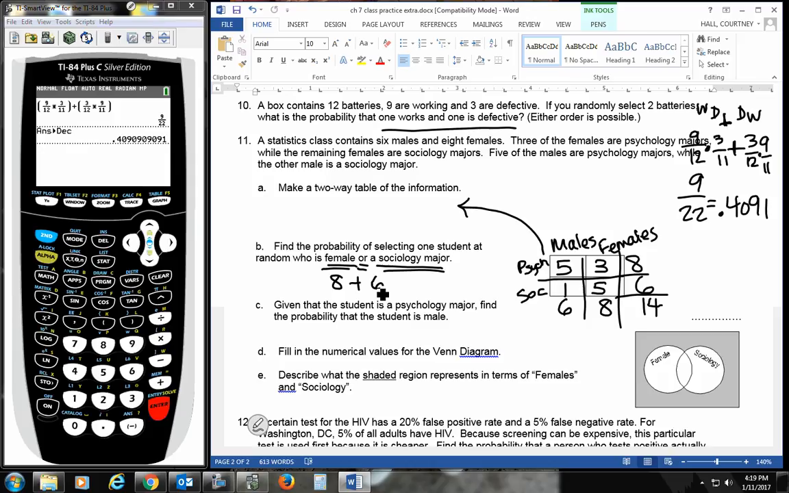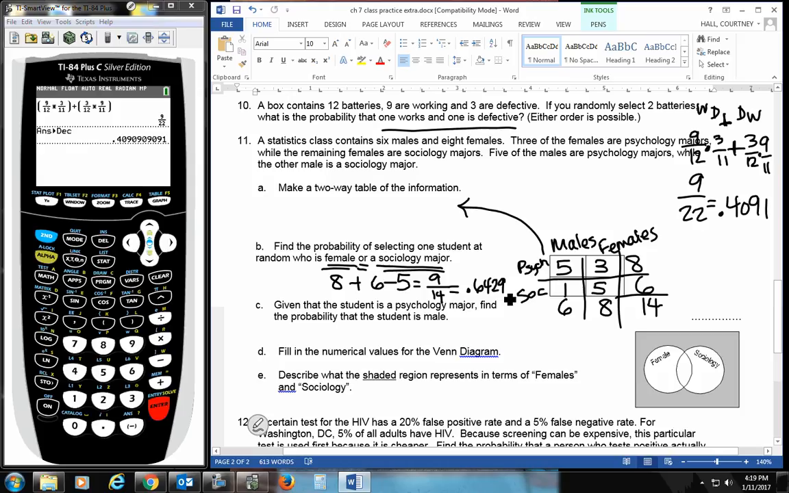So we look at who is female and sociology. That's 5 females that we have to subtract away that was in the overlap. So 14 minus 5 would be, what is that, 9? And so 9 out of 14 would be the probability of getting a female or a sociology major. So 9 out of 14 as a decimal would be 0.6429. So it's going to be about 64% of the time.